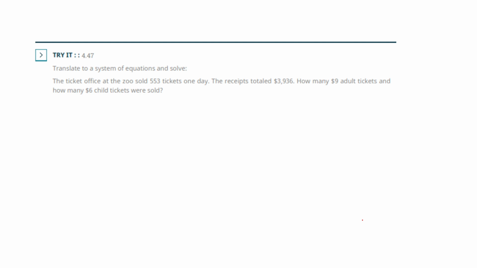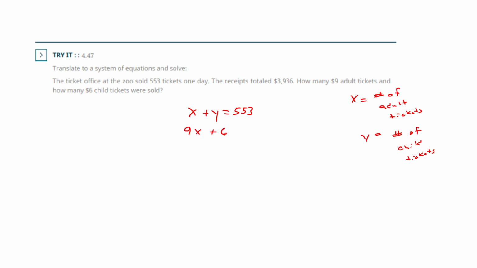Okay, now let's do one here on our own. So I'm going to do x is the number of adult tickets. And y is going to be the number of child tickets. All right. So if you add these together, you should get the total number of tickets sold. Well, we do. Now, it's $9 per adult ticket, $6 per child ticket, and they made a total of 3,936. Okay, so we're ready to go.